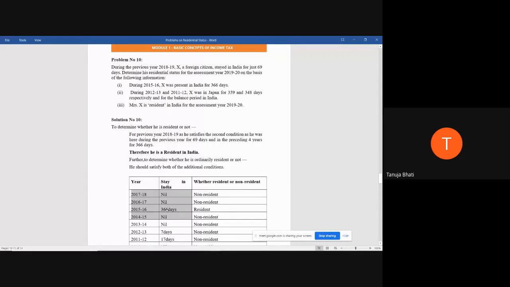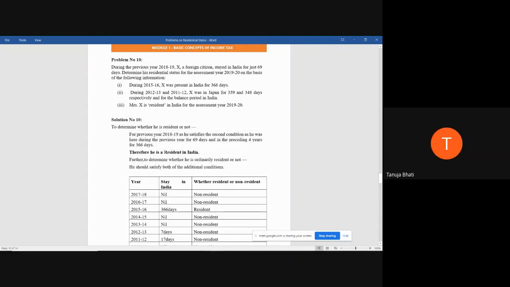Now, is he satisfying the second basic condition? What is the second basic condition saying? That his stay in India during the 4 years immediately preceding the current previous year or relevant previous year should be 365 days or more. Now, if we add all this, it is more than 365 because it is 366 days. And in the previous year, it should be 60 days or more. Previous year, he's staying for 69 days. He's satisfying the second basic condition. And even if he satisfies one basic condition, he becomes a resident in India. So therefore, he's a resident in India. Have you understood up to here? Yes, ma'am.